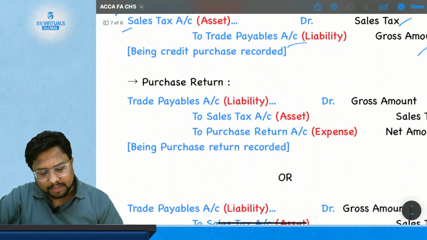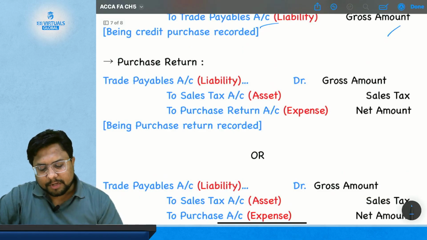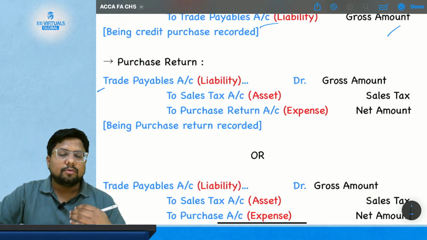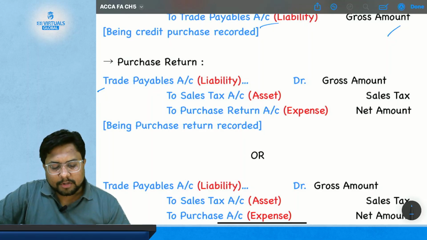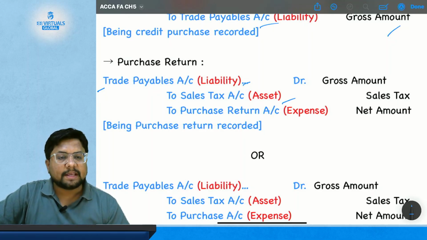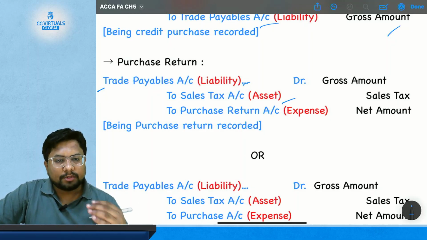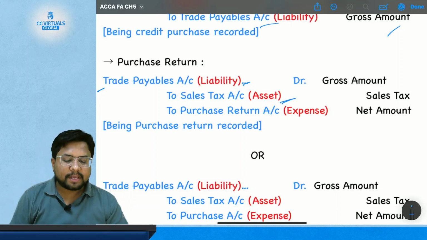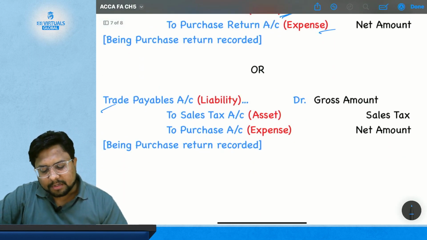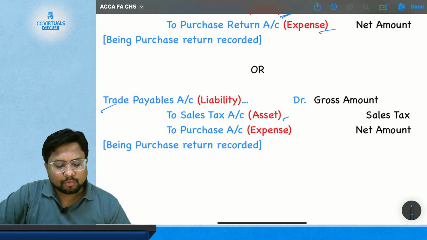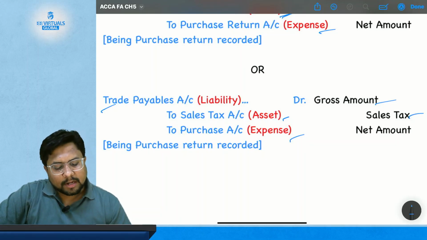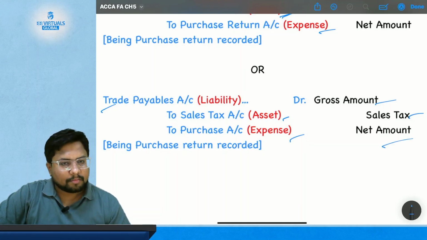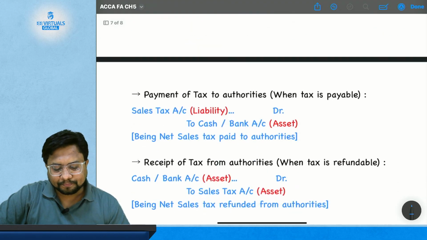Then comes purchase return. Again, trade payable account is debited because you are sending goods back to the trade payable. Trade payable account debited to sale tax asset. Now you are reducing the asset because you are cancelling out the purchase. Sale tax account is credited to reduce the asset, to purchase return. So the entry will be trade payable account debit to sale tax asset to purchase account, where trade payable will be of gross amount, sale tax will be of sale tax amount, and purchase return will be of net amount. Okay, so this is the entry.